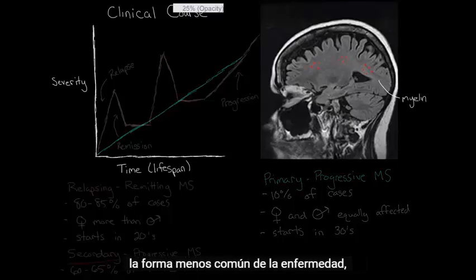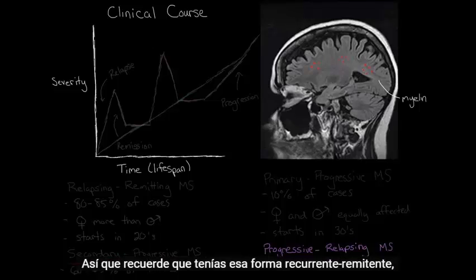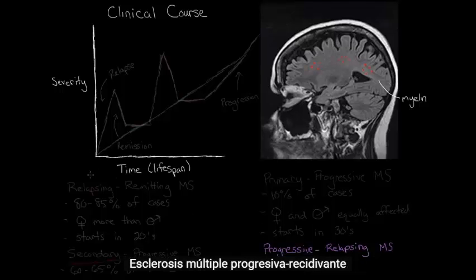And so finally, there's actually one more form of multiple sclerosis, and it's actually the least common form of the disease. And we call it progressive relapsing multiple sclerosis. So remember you had that relapsing remitting form, and then you have both of those progressive forms. Progressive relapsing multiple sclerosis really takes the worst aspects of both of those.